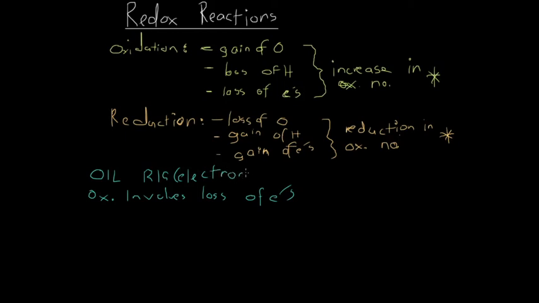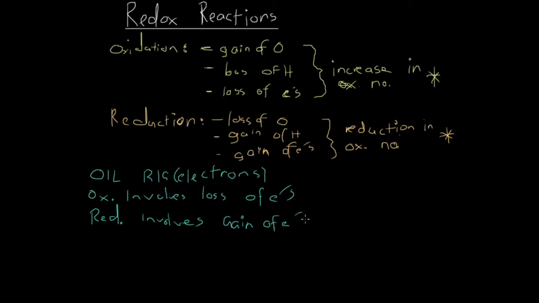And reduction involves gain. So that's a good little acronym that helps you remember which way the electrons are going when something undergoes oxidation and when something undergoes reduction. The RIG means reduction involves gain. So that's what's important to work out. These are the important things to remember.